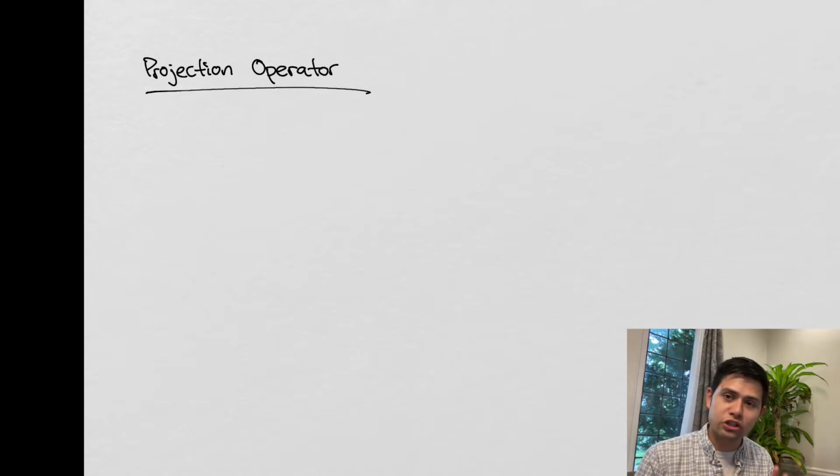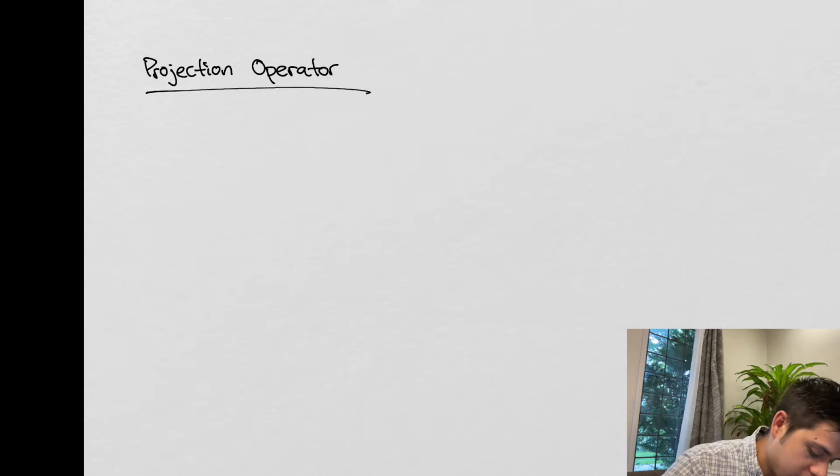So we're talking about the projection operator today. This is an extremely important operator. It's going to help us go between bases of states, right? So suppose we have a basis and it looks like this. This is our G basis, right?